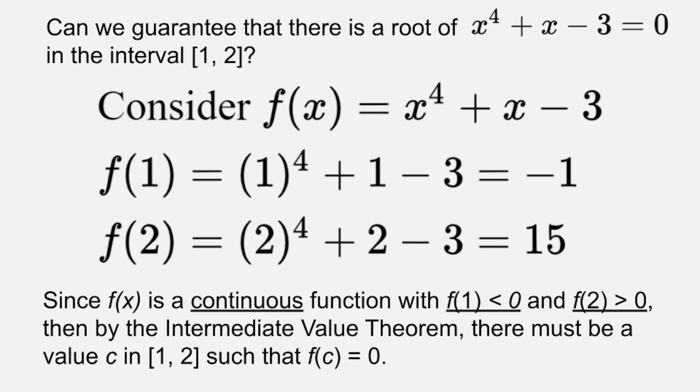So somewhere in between 1 and 2, there has to be some value c that when I plug it into the function, I get 0. Because if I have one point below 0 and one point above 0, somewhere in the middle there, I have to cross through 0 because this function's continuous. And so this is another example of the intermediate value theorem.